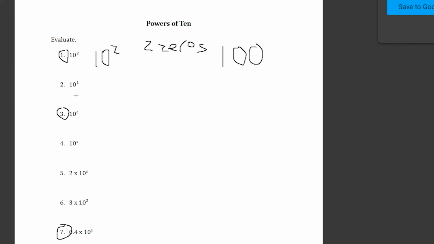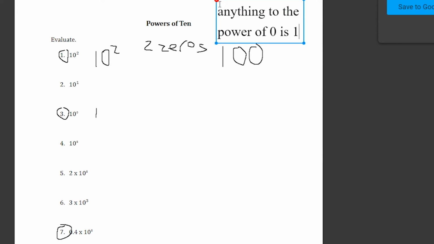For number 3, we have 10 to the power of 0. Normally, we would look at the number of zeros, but since the power is 0, we automatically know that it is 1 because anything to the power, I'll write this down. Anything to the power of 0 is 1. This can be applied to any other number such as 37 to the power of 0, which will also become 1.